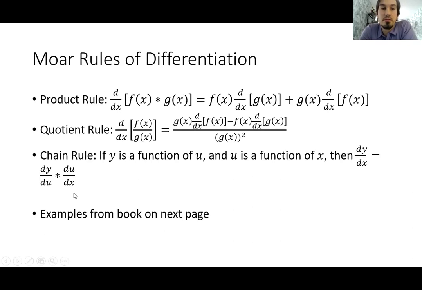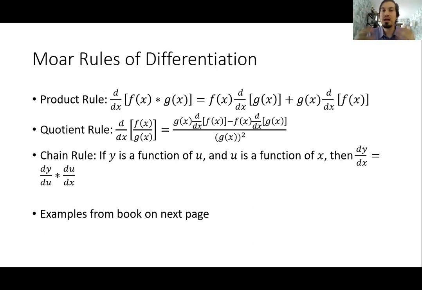The first bullet point is the product rule. Remember before when I said if you want to take the derivative of f plus g, you could just do it separately. If you had f plus g, you're allowed to just take the derivative of f separately, and then take the derivative of g separately, and then add them together.